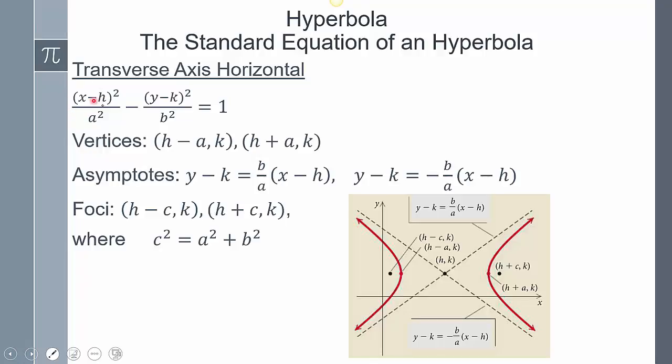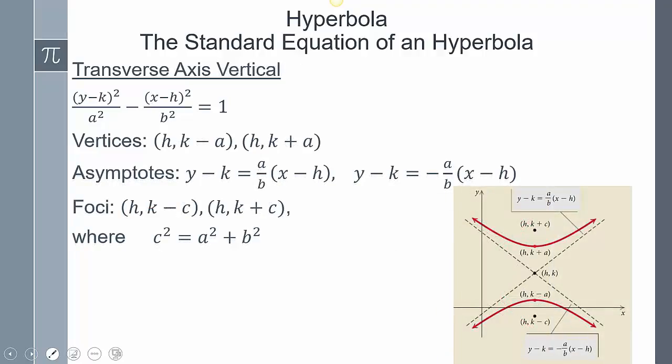And so we still have h and k being your center. For the vertices, you're going to be adding and subtracting your a. For the foci, you're going to be adding and subtracting your c. To find your c, it's going to be a different equation. This time, c squared equals a squared plus b squared. And if you notice from this drawing here, the asymptotes are going to be these equations here when it's transversing over the horizontal, and these are the set of equations when it's transversing over the vertical.